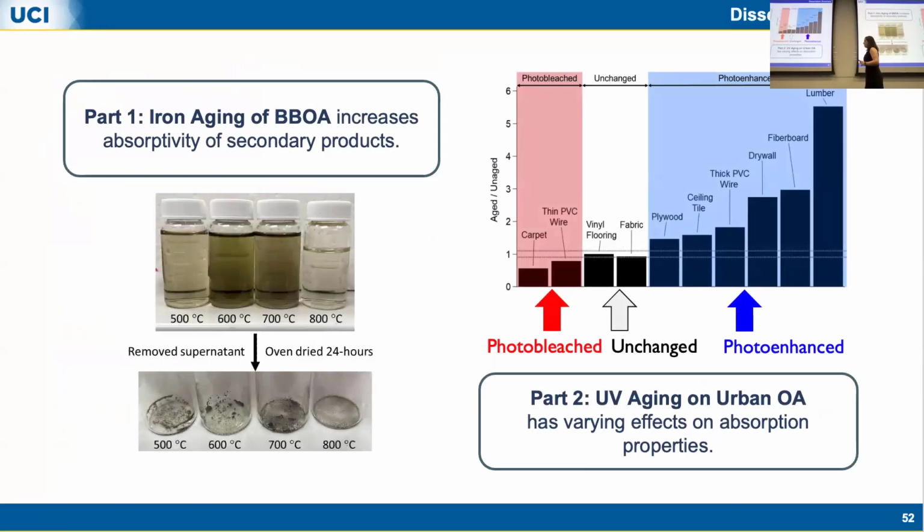All right, and so now I'm just going to give a brief summary of my dissertation, with the exception of the baby work. It's not in this talk. But in part 1, I showed you that iron aging of biomass burning organic aerosol actually can increase the absorptivity of secondary products. So those were the black particles that were formed. And then in the case of urban fires, we had a varying effect on absorption with UV enhancement.